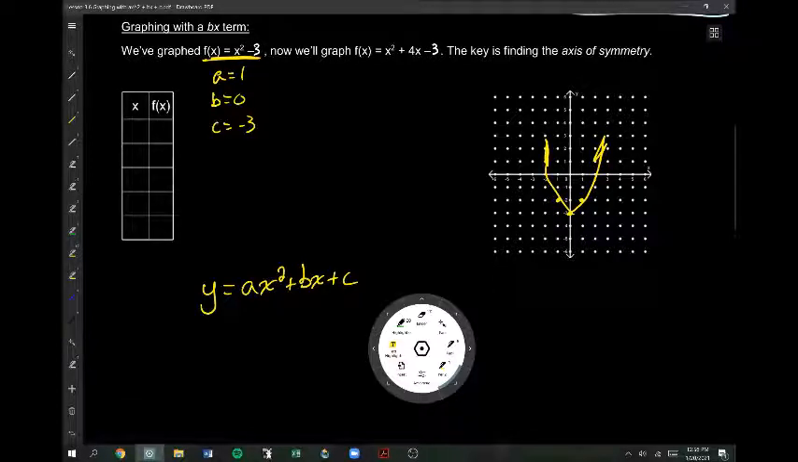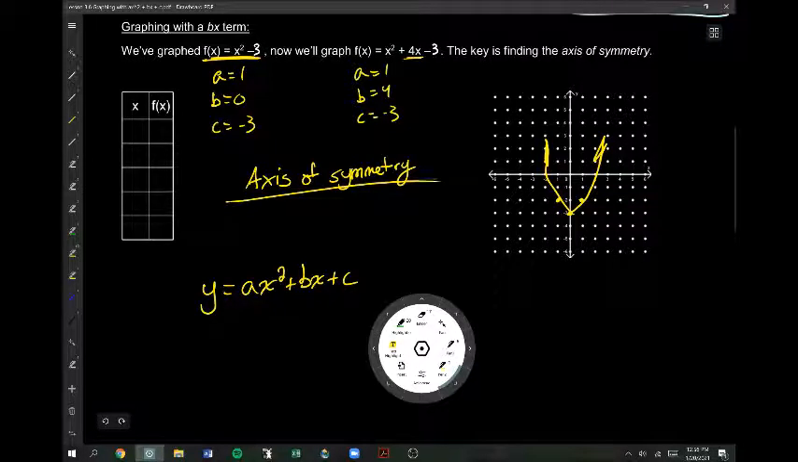Now we're going to graph by throwing in this b term. So in this equation, the a value is 1, the b value is 4, and the c value is negative 3. The key to graphing parabolas is what's called the axis of symmetry. The axis of symmetry is a line, a vertical line that cuts the graph in half. With all of our graphs so far, the line of symmetry has been this y-axis right here. But we're going to start moving the graph around.